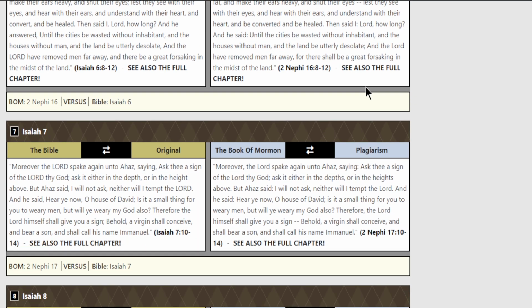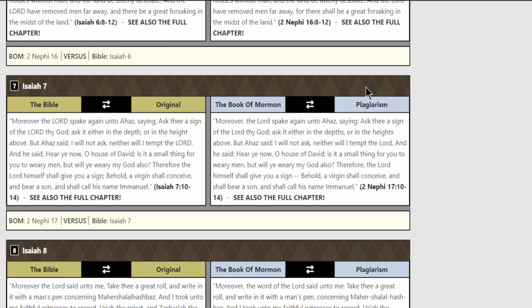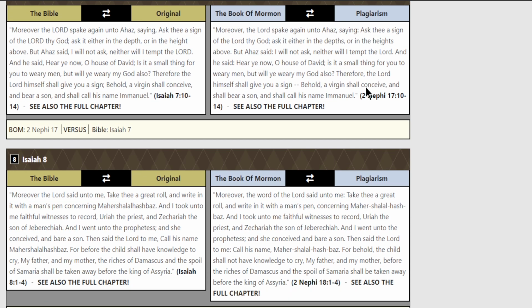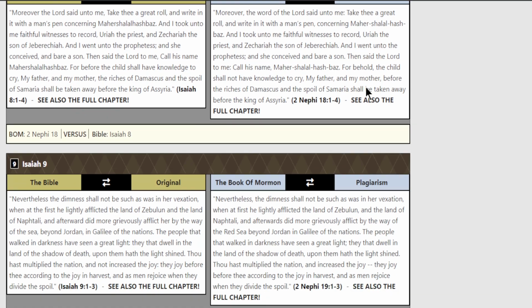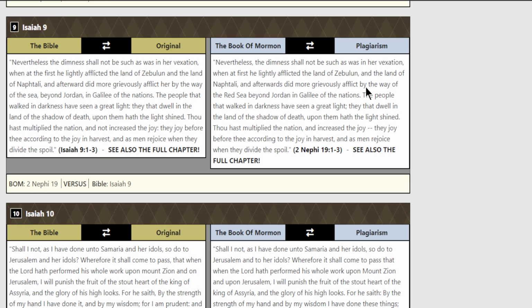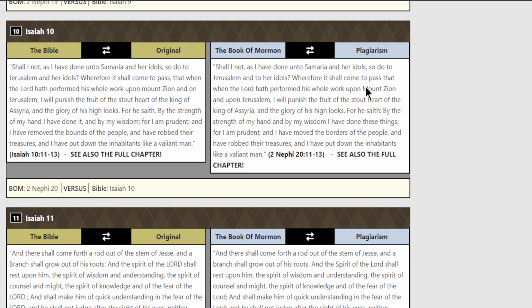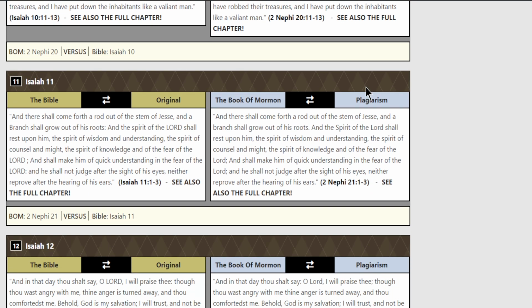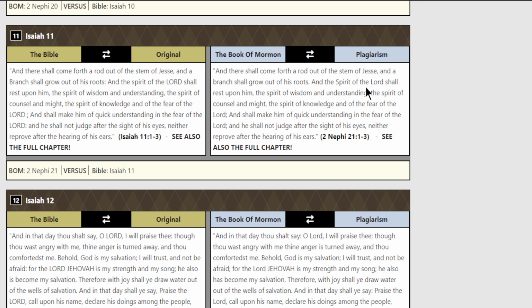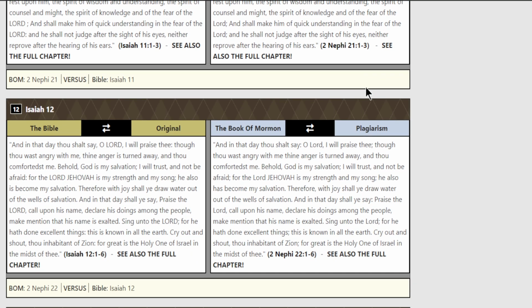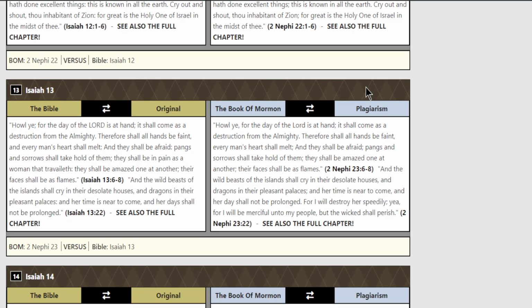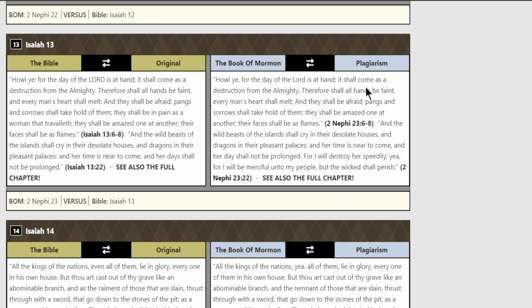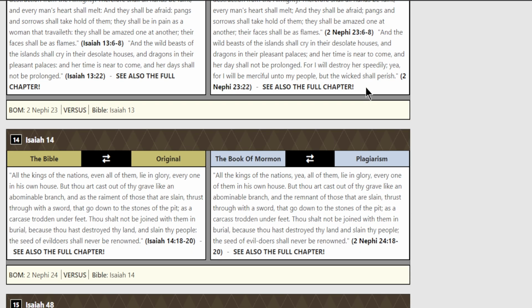We're already through Isaiah 7 here. As you can see on both sides, we are getting identical verses, if not very close to the same. Many people tell me, well, we have the references, at least in the Book of Mormon, for Isaiah. And yes, you can see those references to Isaiah in the Book of Mormon. But it also does not mean that Joseph Smith didn't just copy and paste them into the Book of Mormon just to make it look bigger.